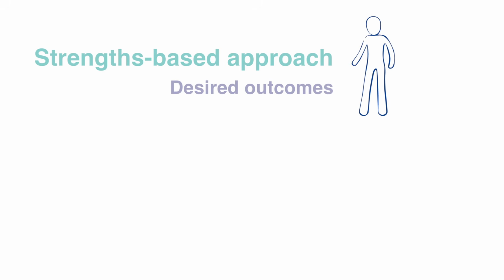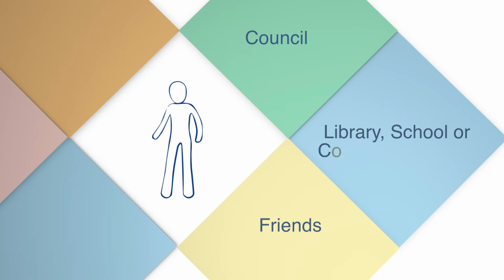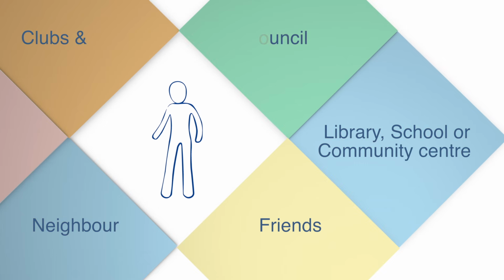Through a strengths-based approach, we support the individual to identify their personal outcomes, their needs, and their strengths, including social and family networks and other universal resources available to them. We can then work together to identify how strengths, individual and community resources, can support them to improve their lives. This may be, for example, the local council, their skills or knowledge, a friend, library, neighbour, health club, or a social group.